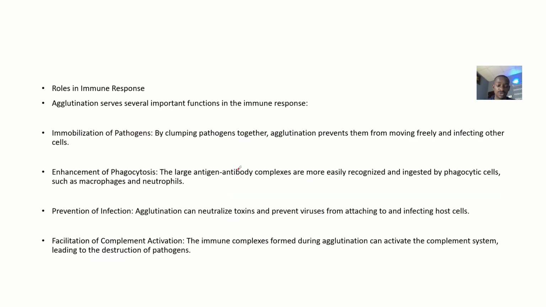So what are the roles of this in the immune system? They have several important functions. It leads to the restriction of motion of the pathogens. That's immobilization. If you are moving, you are mobile. If you stop moving, you are immobile. By clumping the pathogens together, agglutination prevents them from moving freely and infecting other cells in the body. Then enhanced phagocytosis. The large antigen-antibody complexes are more easily recognized, so phagocytic cells can now act on them.